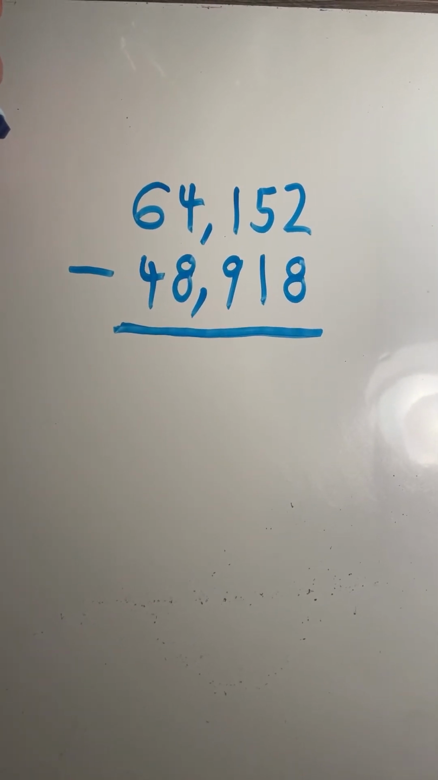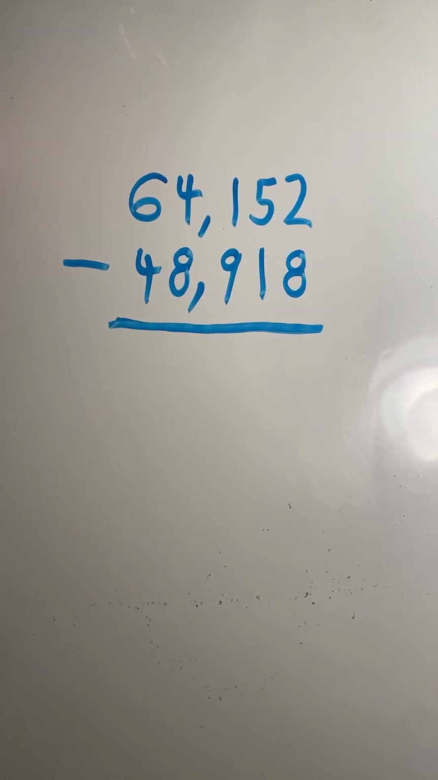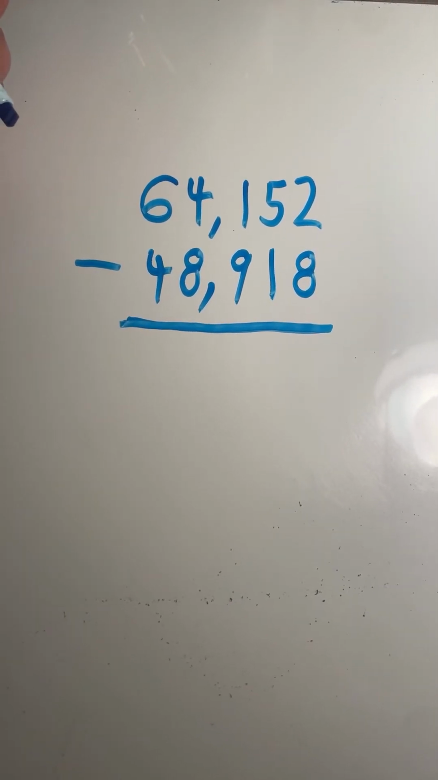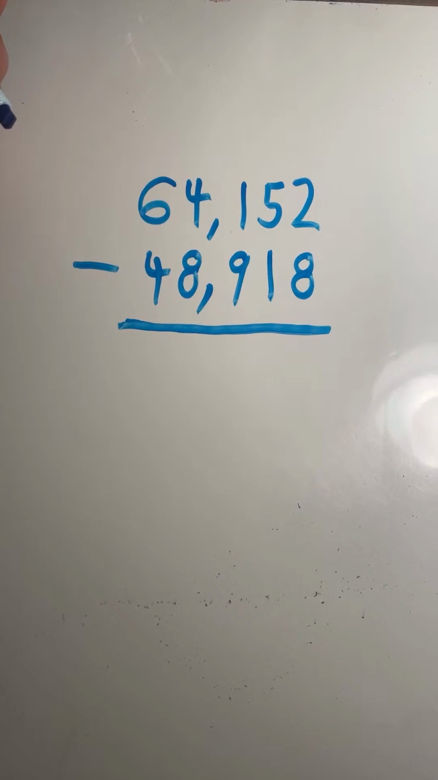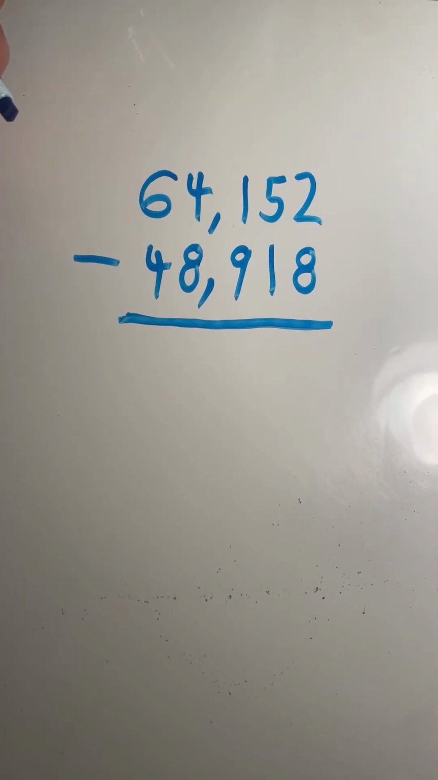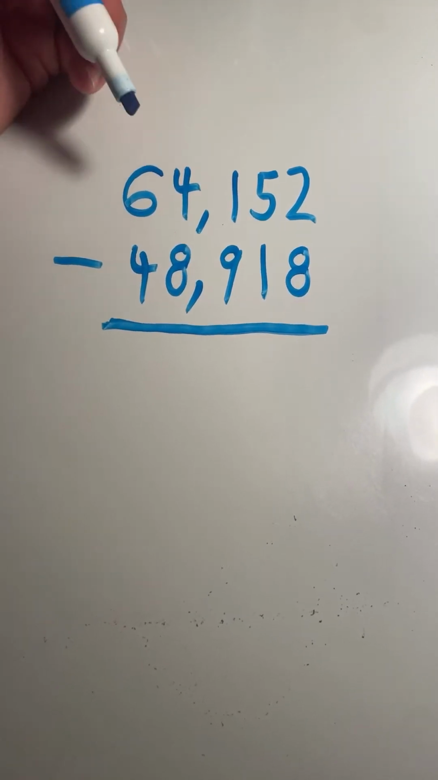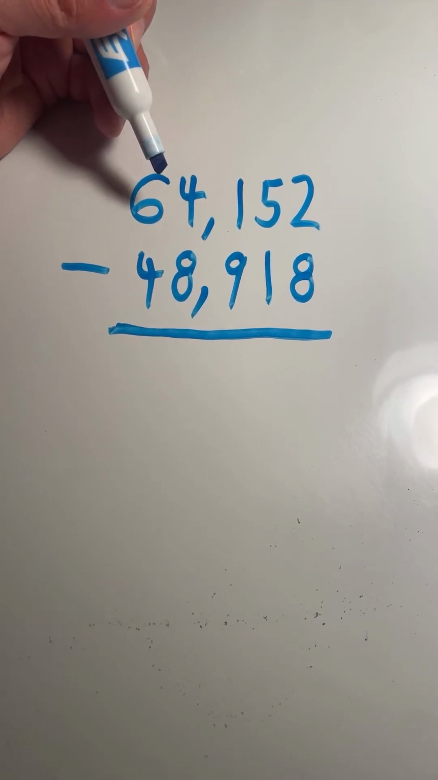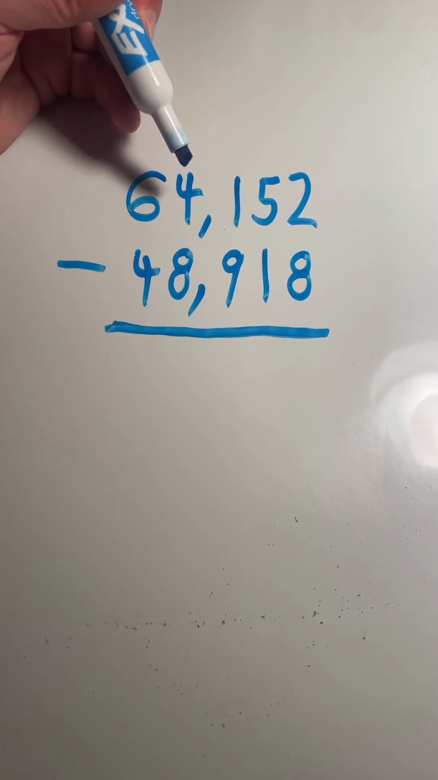All right, next example problem, 64,152 minus 48,918. Again, before we do any subtraction, we check and see if regrouping is needed. And we are going to need to regroup.